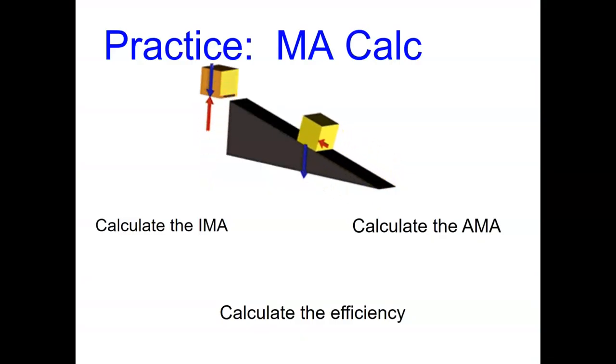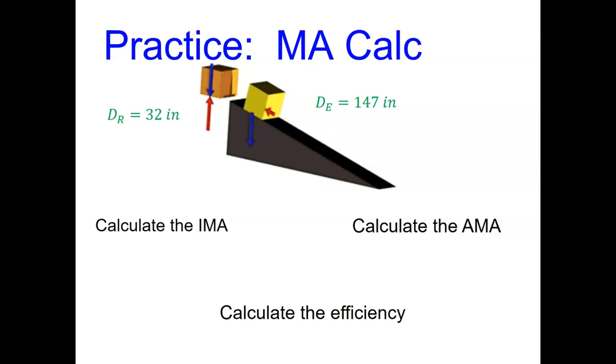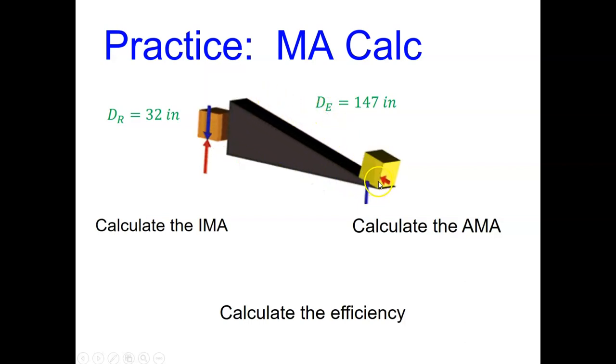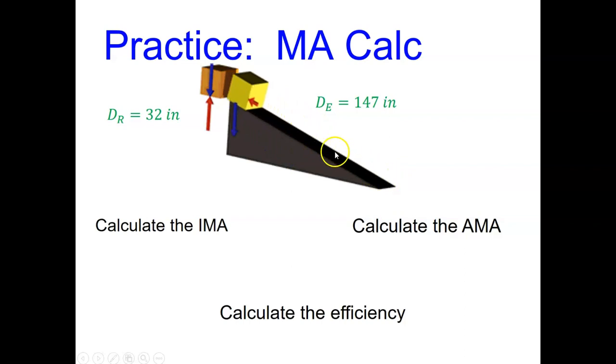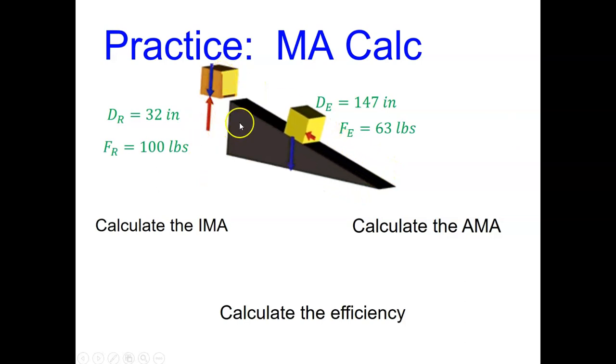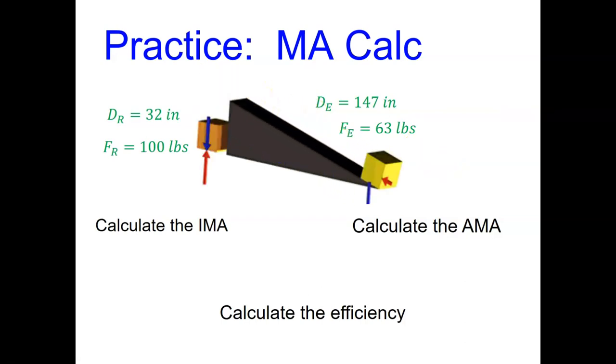So let's try out a problem. Let's calculate our IMA, our AMA, and our efficiency for this inclined plane. This should look familiar from our mechanical advantage video, but there's some information we need to know. Let's pull up our resistance distance, which means we need to move our box from the floor up 32 inches. That's our resistance distance. And our effort distance is how far we're actually pushing that thing up, which is all along that big old slope, 147 inches. Based on that, we can measure that our box is 100 pounds, but I only need 63 pounds to actually push that up. So we've identified our DRs, our FRs, our DEs, and our FEs.